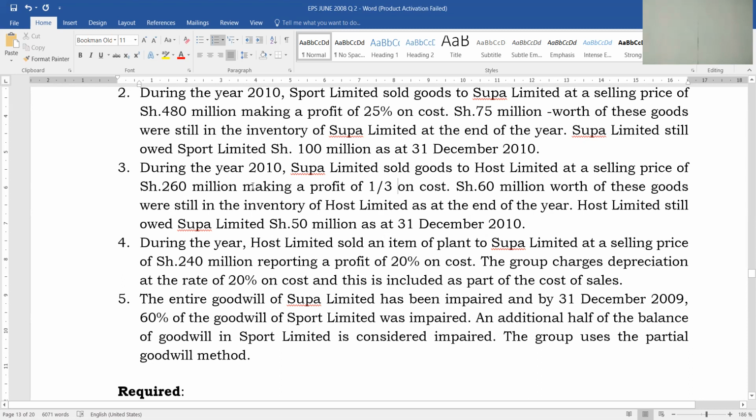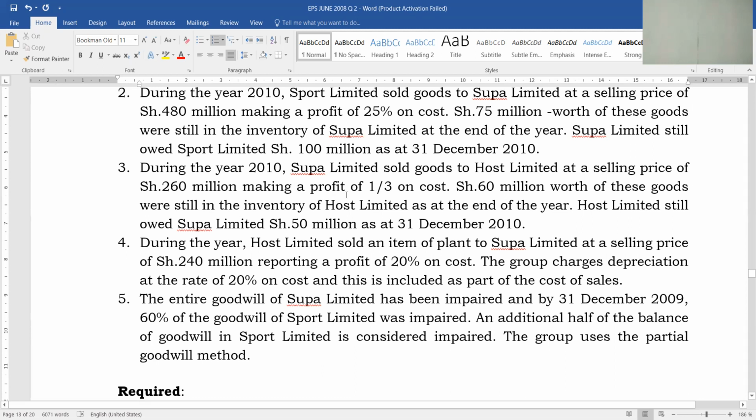And this one implies, again, the same as additional information number 2, because they say that Super sold some goods to Host. Selling price you are told is 260. So when he was selling, he made a profit of a third on cost. So that is an intergroup sale anyway. So when he was selling, he made a profit markup. That is included a profit markup, because I said when you are told on cost, that is a profit markup.